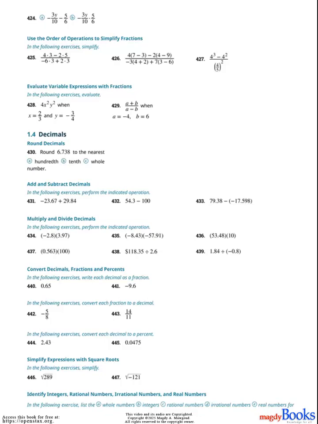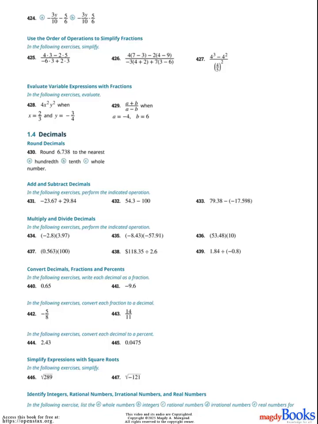1.4.5. Simplify expressions with square roots. In the following exercises, simplify. 446. Square root of 289. 447. Square root of negative 121.